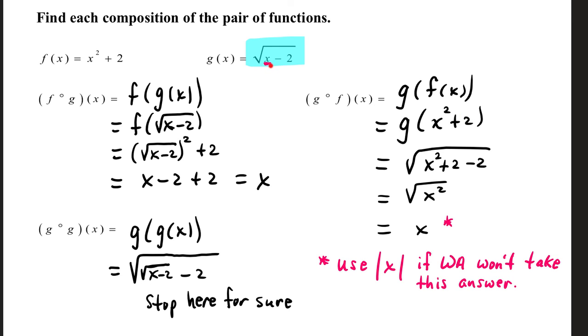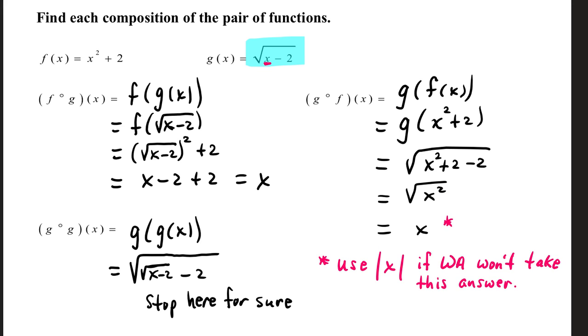G composed of f of x, we take function f, which is x squared plus 2, and we put it right here in the variable of g. That's going to be square root of x squared plus 2 minus 2. The 2's cancel, square root of x squared.